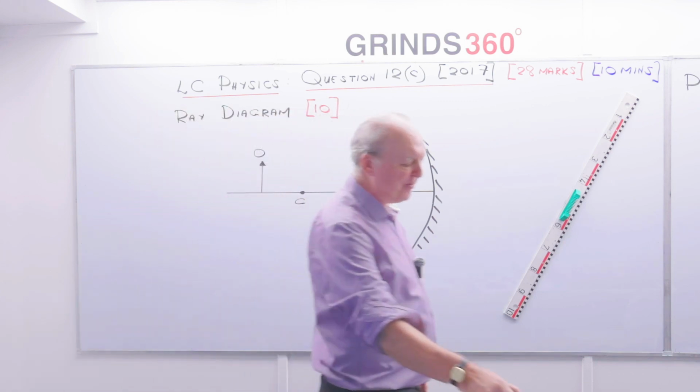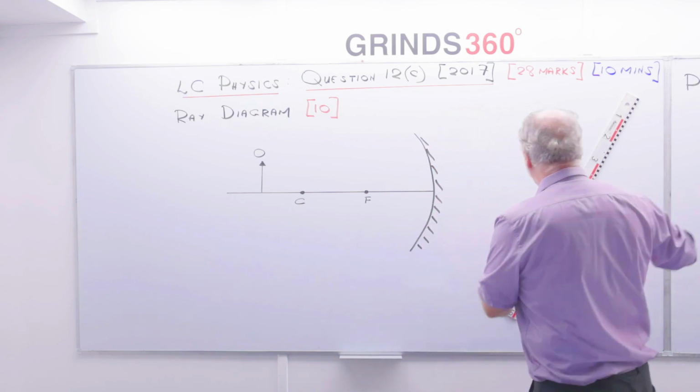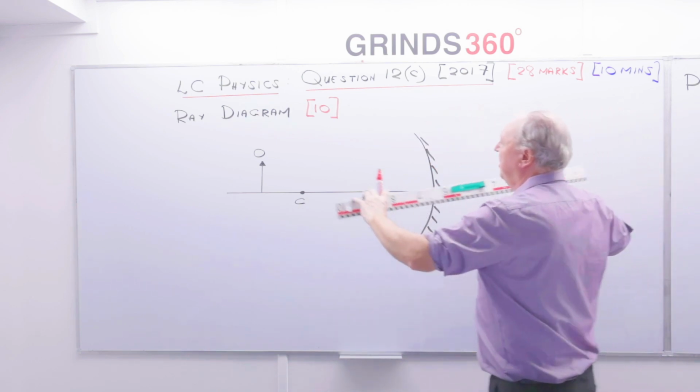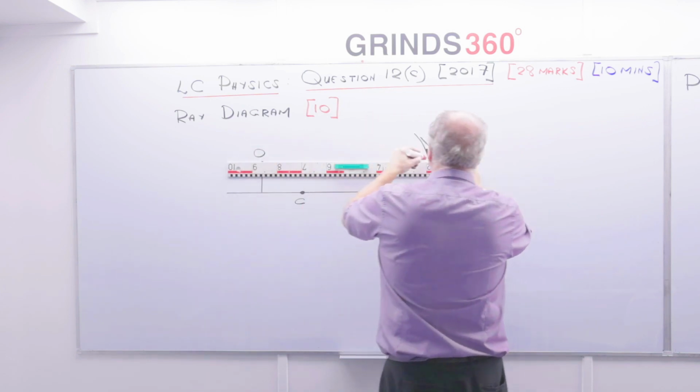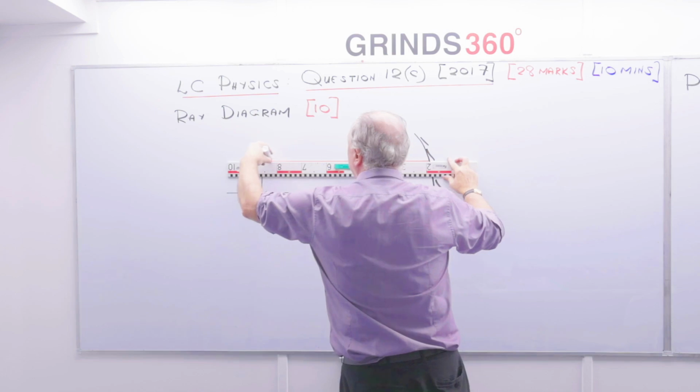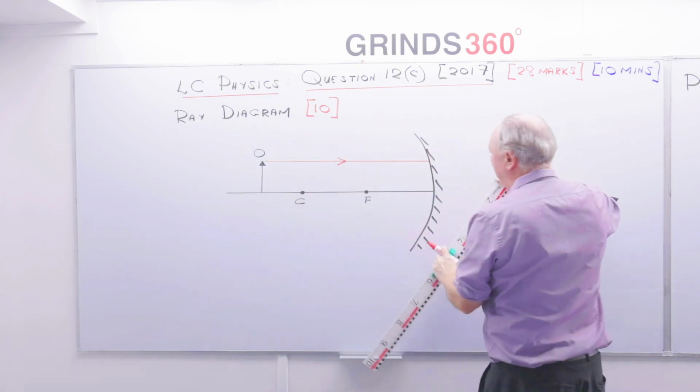So I want to draw that ray diagram. I need two rays of light to draw my ray diagram. The first ray of light is, as usual, a ray of light from the tip of the arrow, parallel to the principal axis. What happens to that ray of light? That ray of light will be reflected down through the focus.